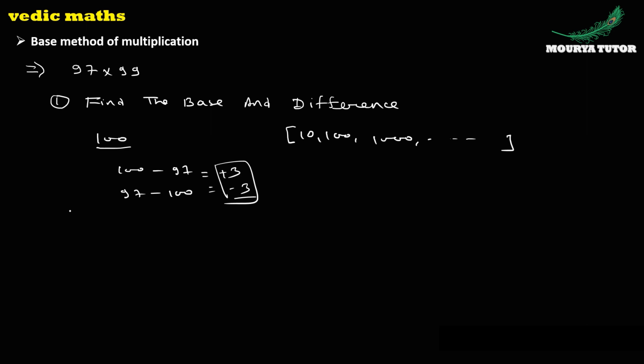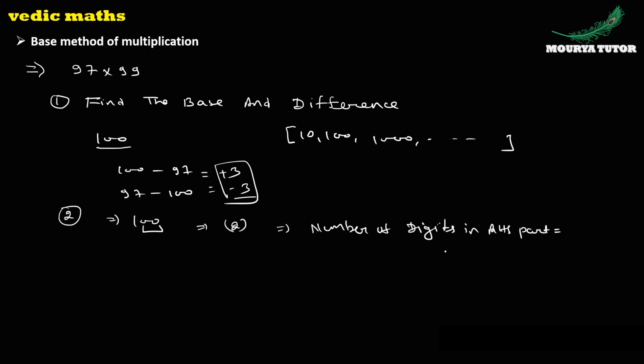Right? Now in the second step we need to find out the number of digits in the RHS. So I have told you how many digits will be in the RHS. First look into the base and count the number of zeros. So the number of zeros is 2. Alright, so the number of digits in the RHS part will also be 2. So you just need to count the number of zeros in the base. That will be the number of digits in the RHS part. Alright, this is the second step.